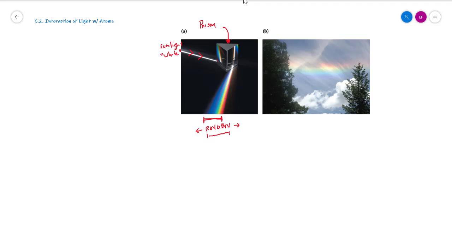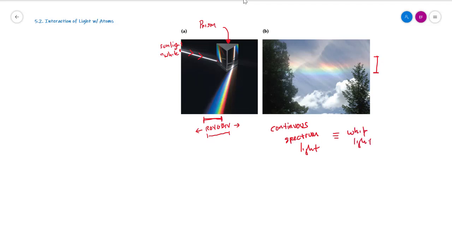The same effect occurs in the sky when you've got a bunch of thin droplets of water. Those water droplets can act just like a prism, and that's why we get these rainbow effects. And so the key takeaway here is that white light that comes from the sun is actually composed of all of these different colors, what we call continuous spectrum light. That's the same as white light.